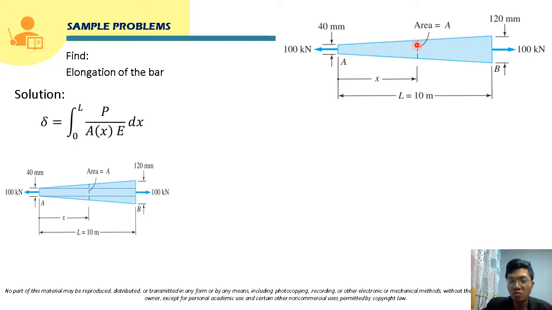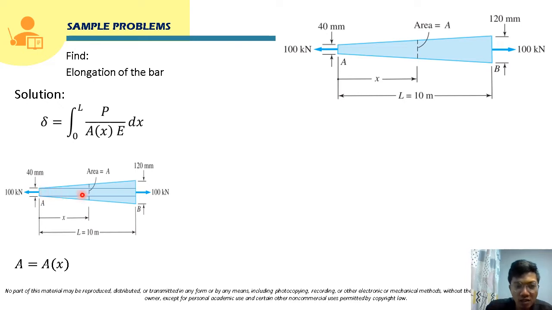Okay, so from here, we are going to generate an equation. This area in the middle, we are going to say that this will be the area expressed in x, that we are going to solve. So from here, if we project this width, this is 40 millimeter.